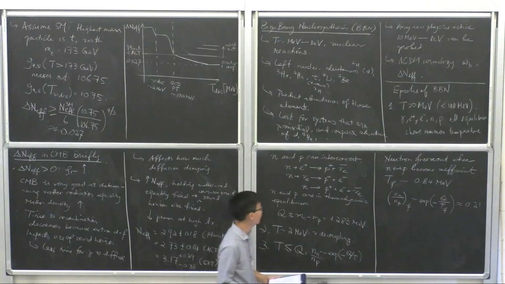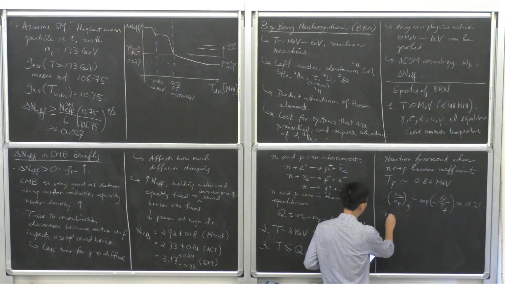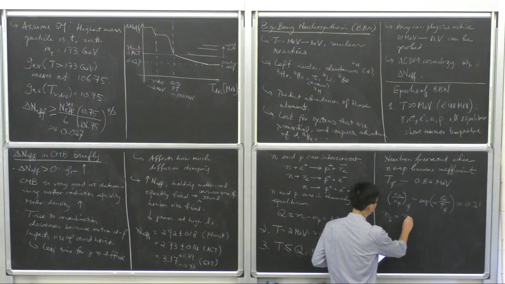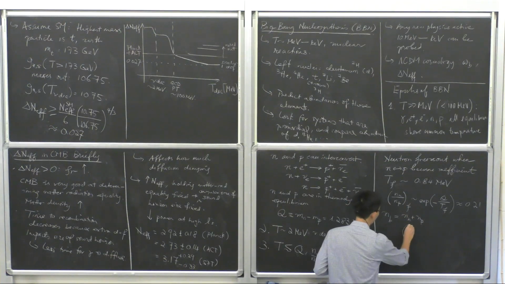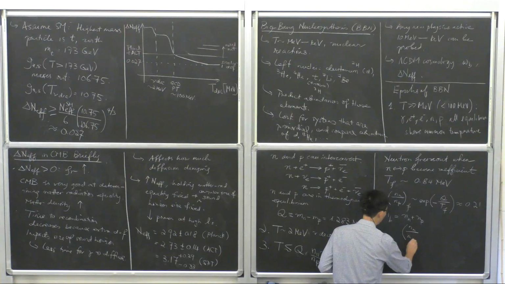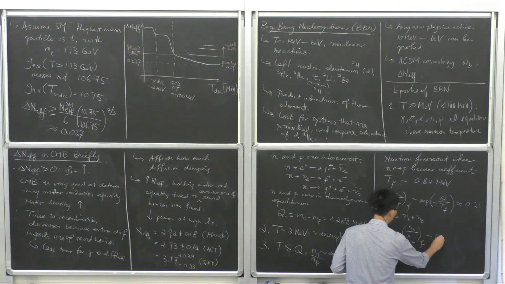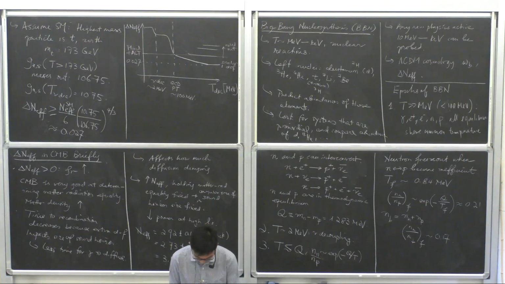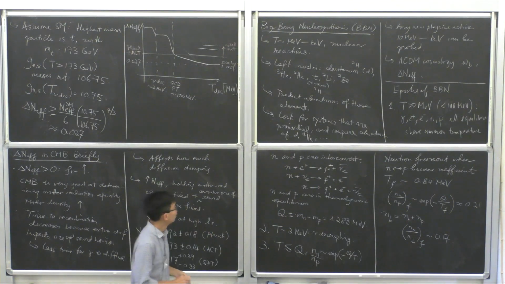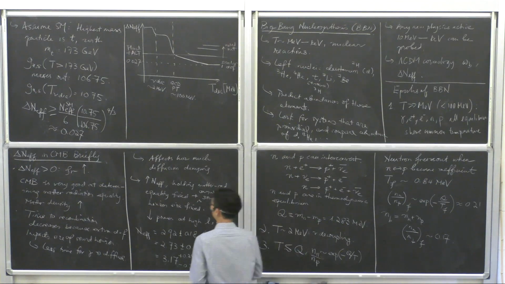Another way that we usually write this is we define something called the number density of baryons. And this is just nn plus np. And so in this case, nn over nb at freeze out is roughly 0.17. And this is just something that people usually say. All right, so that's good.